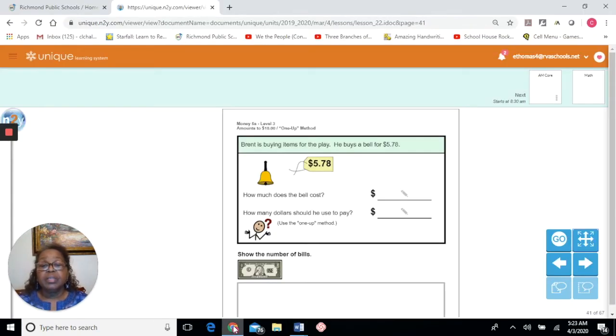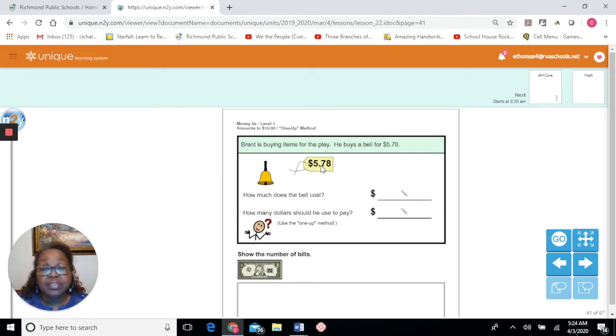All right, let's start with our first word problem. Brent is buying items for the play. He buys a bell for $5.78. This is our dollar sign. Whenever you're using money, you have to use the dollar sign, even if you're adding. This is a decimal point. The decimal point represents that you have a whole dollar on one side and change on the other.